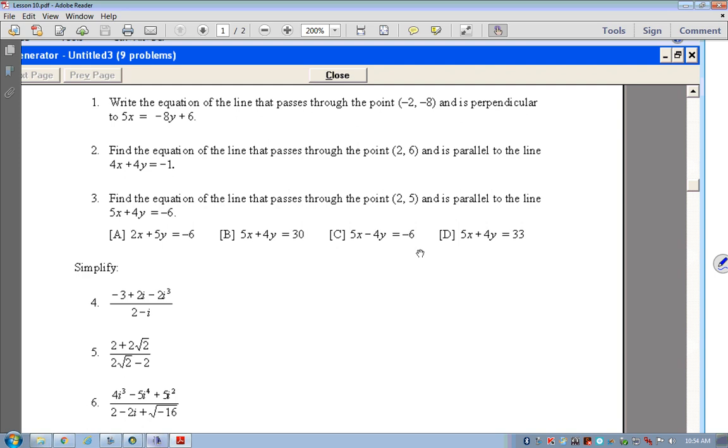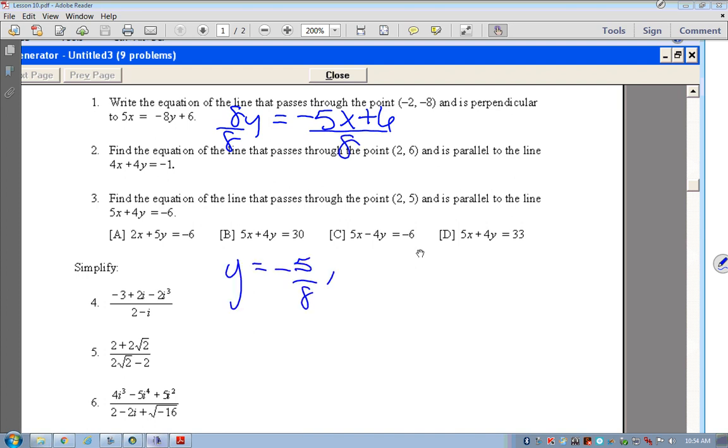Okay, so I'm going to get positive 8y = -5x + 6. Do we understand how we did that? Switch the x and the y by addition and subtraction. Now I'm going to divide by 8. So I have y = -5/8 x plus, that's going to be 3/4, right? Okay, so that is the equation of this line.